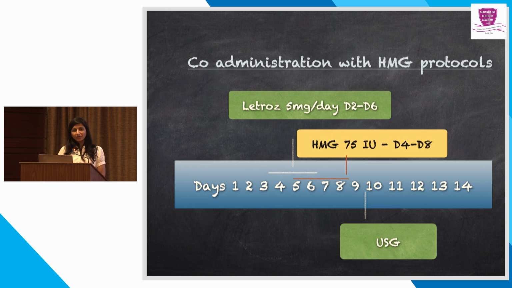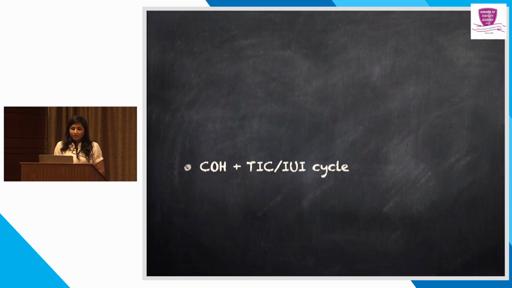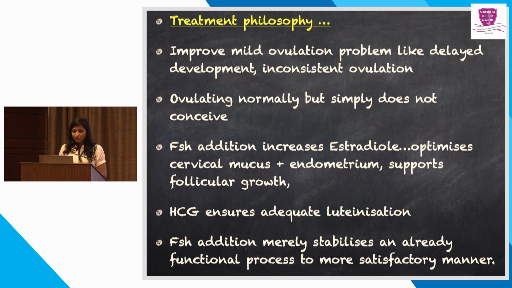If the follicle has already recruited, but it is less than 16 millimeter, then we may give 2 more doses of gonadotropin continuously. And then when the trigger criteria are fulfilled, we can give the trigger and go ahead. This is mainly useful in patients when we are doing IUI, where we don't want monofollicular development. We prefer that 2 or 3 follicles be recruited to have better success in this particular group. Now about COH and TIC IUI cycle.